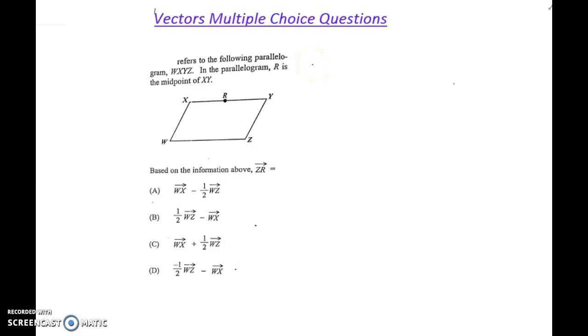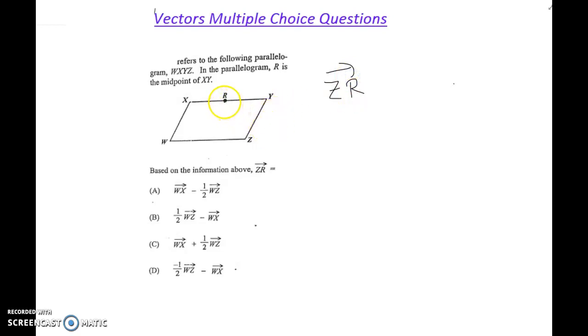Hi everyone, so we're looking at this vectors question. We have a parallelogram WXYZ, and in the parallelogram, R is the midpoint of XY. So based on the information above, we want to find vector ZR.